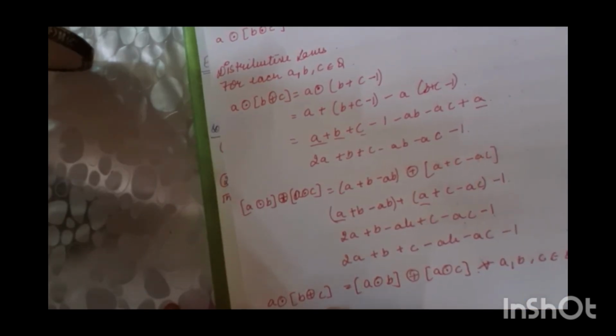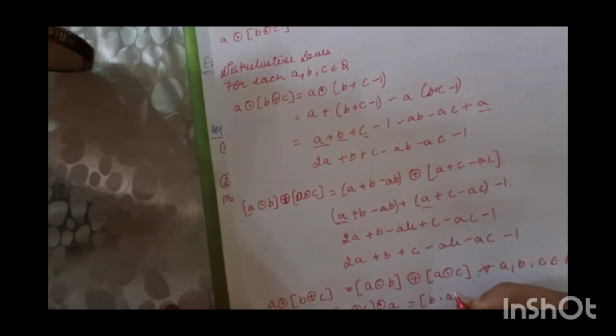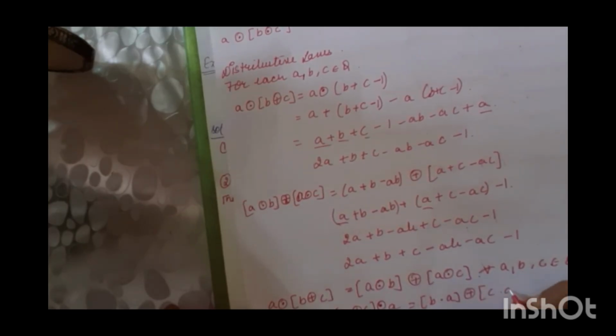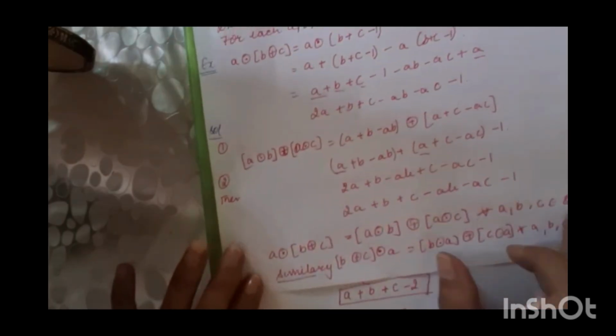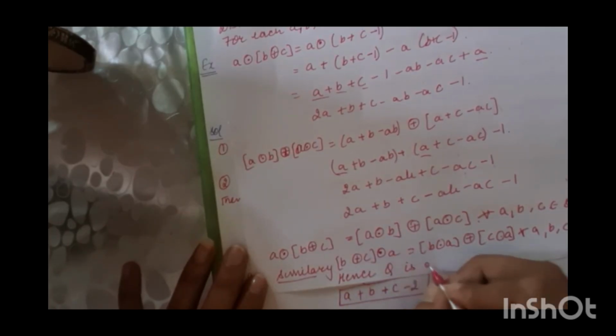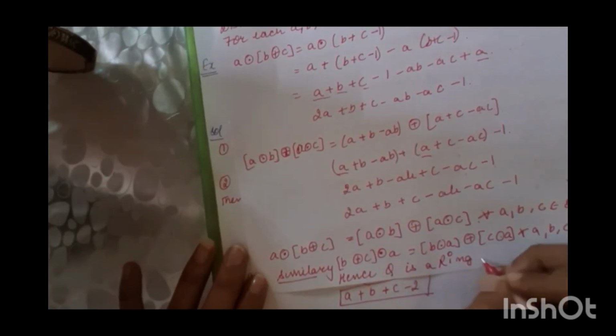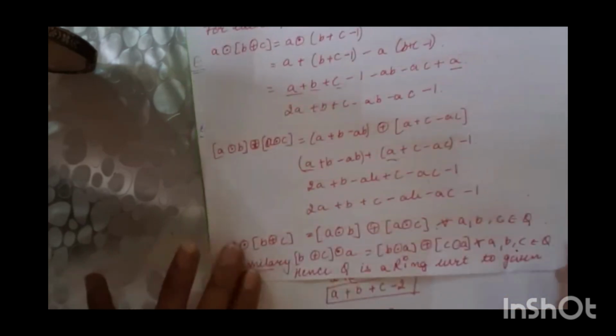Now similarly we can show that B plus C operating with A is equal to B operating with A and C operating with A, for all A, B, C belonging to Q. You have to repeat the same process and you will get that these two are also equal. So yes, now we can say that, hence, Q is a ring with respect to the given operation.